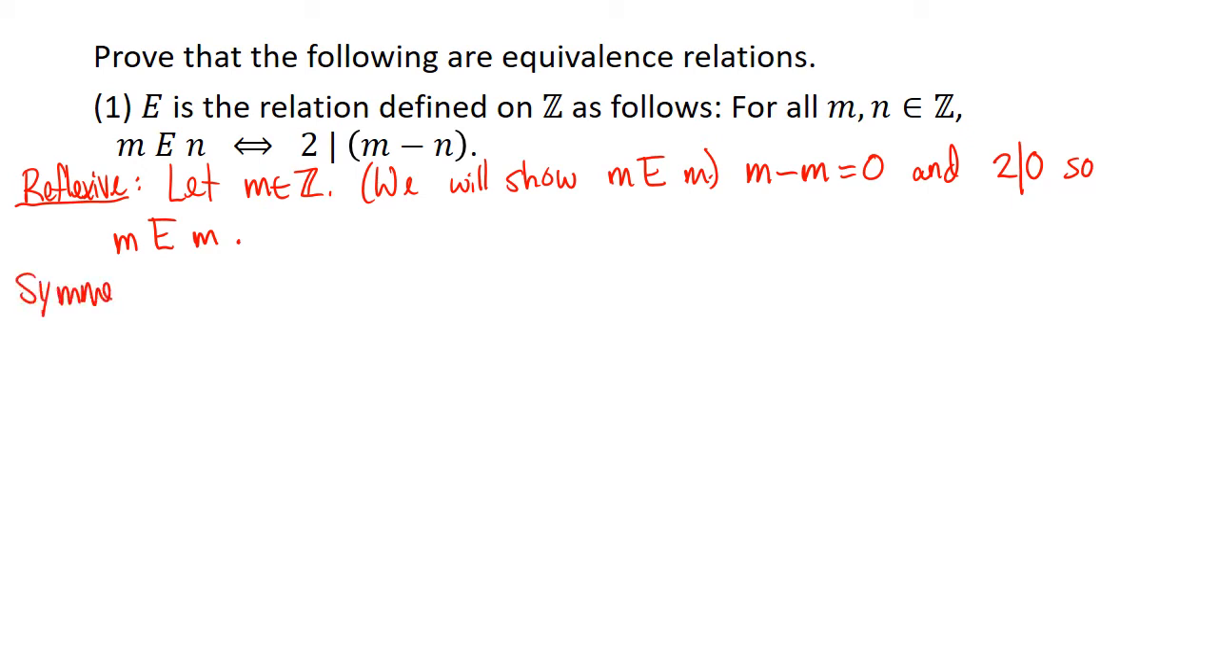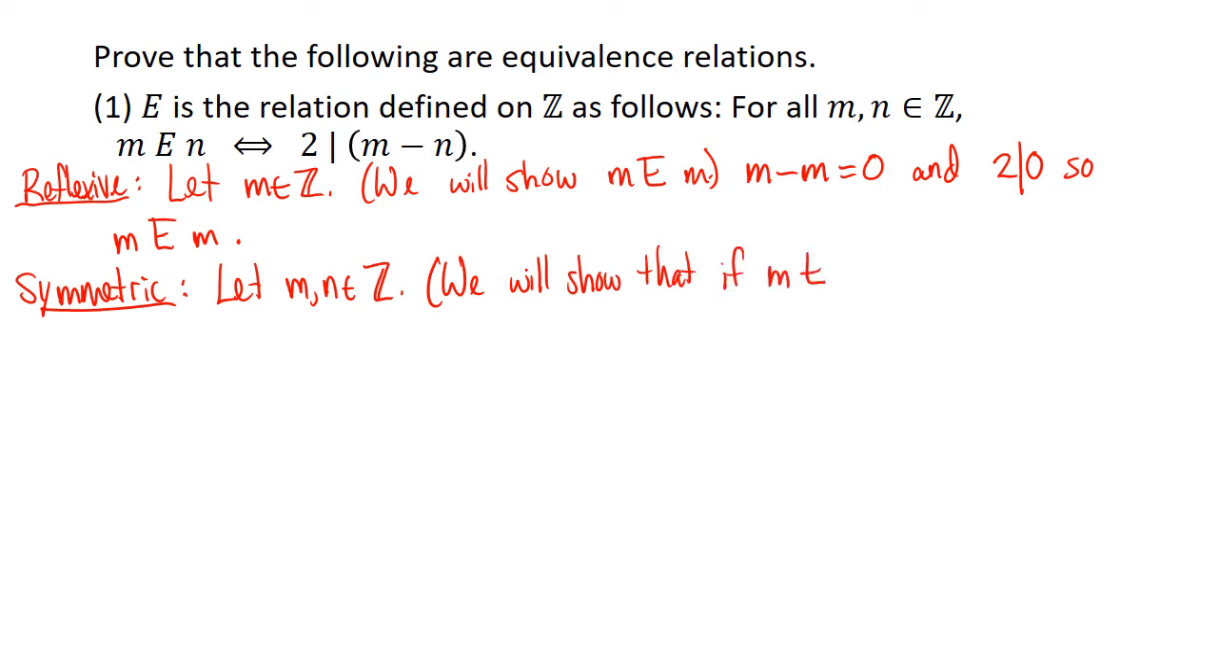Now let's do the symmetric property. So for symmetric, I'm going to need to take 2 elements from the underlying set. So I'll call them M and N. And what we're going to do is show that if M is related by E to N, then N is related by E to M in the other order, like that. So we're trying to show an if-then statement. That means we're going to need to do a direct proof. So I'm going to assume the if part, and then I'm going to show the then part.